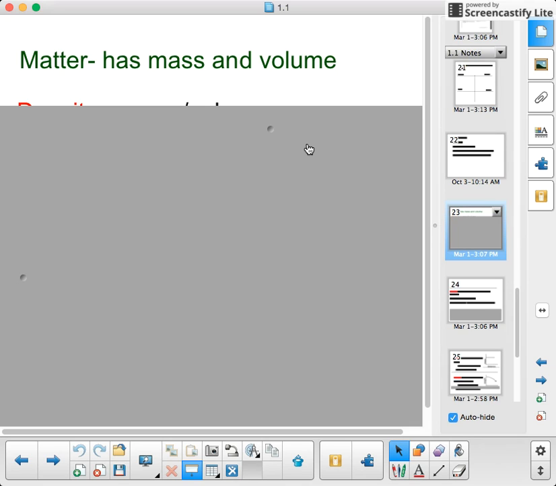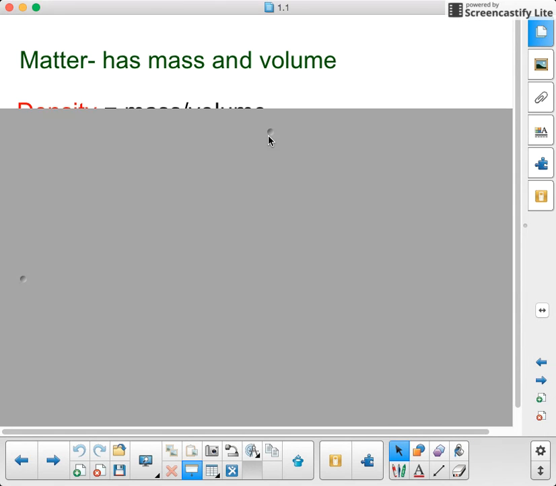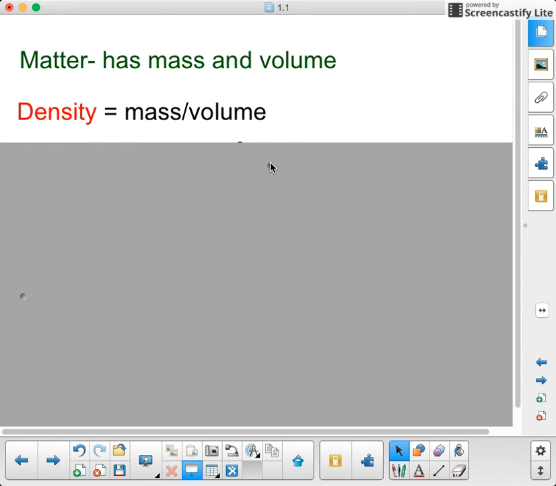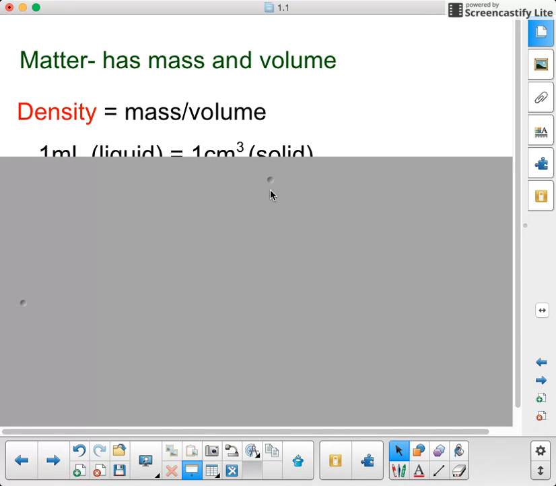Then in the notes, there are 4 squares. Each one has a heading in it, and we'll fill in each of the squares individually. The first square says density. Density is equal to mass divided by volume.